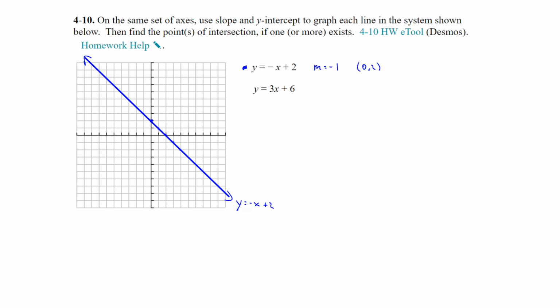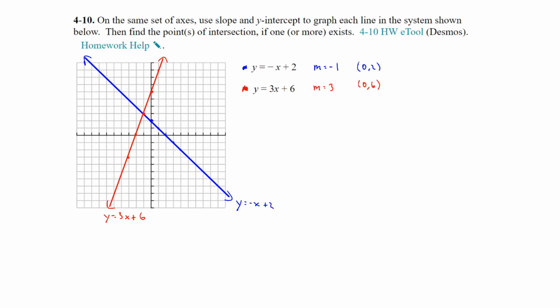Alright, so there's the first equation, and then the second one we'll do in red. And this has a slope of 3 and a y-intercept of 6. So plot the y-intercept, and then the slope of 3 is up 3 to the right 1, or down 3 and to the left 1. So we can get a couple points, and then we'll graph it.